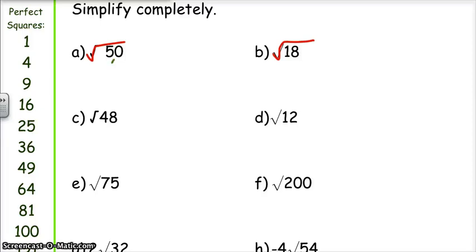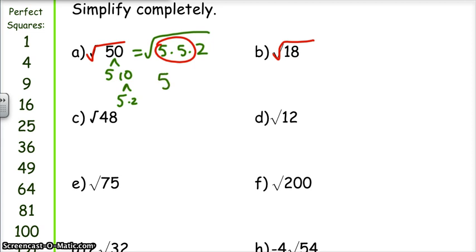So for 50, I think of 50 as 5 and 10. 5 can't break down any further, but 10 breaks down into 5 and 2, meaning the factors are 5 and 5 and 2. Because we're talking about square roots and undoing squares, we're finding pairs of numbers. I see one pair of 5's. 5, if you want to put that you have one pair, fine. Square root 2.